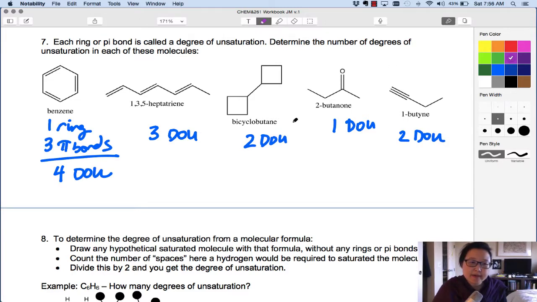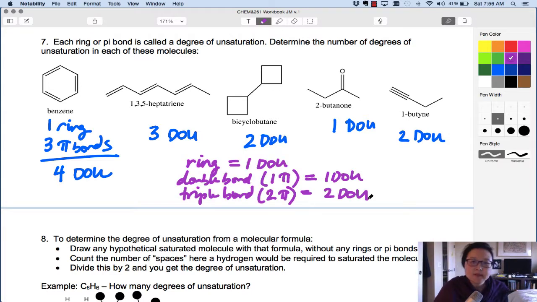Alright guys, in the second one I get 3 degrees of unsaturation due to these 3 pi bonds, 2 rings here, 1 pi bond here, and 2 pi bonds here. A little summary: 1 ring is 1 degree of unsaturation. When you see a double bond, think 1 degree of unsaturation. And when you see a triple bond, think 2 degrees of unsaturation.